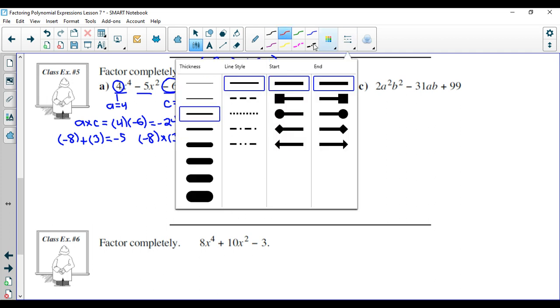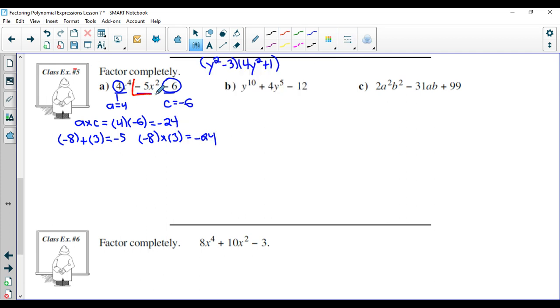Okay, so now what we're going to do is take the middle term, which is negative 5x squared, and break it down into the sum of the two numbers we identified. So that would look like 4x to the power of 4. And then, what's the first number we identified? So we're going to write down minus 8x squared, and then plus 3x squared minus 6. So again, what we did here is we took the middle term and we broke it down into the sum of those two numbers. Okay, now we can factor by grouping.